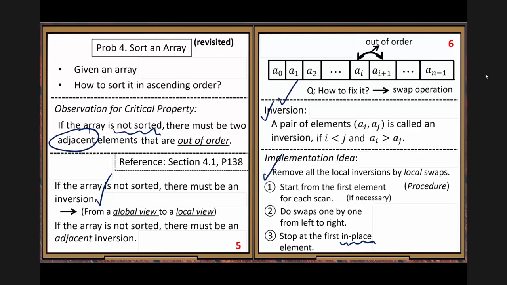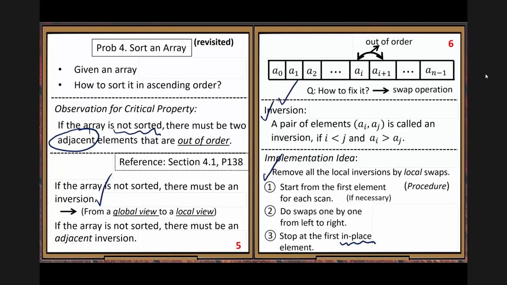Because when you do that swap, round by round, each round, you move one of the elements in place. Because when you do that local swap, the largest element is always swapped toward the end, the largest one keeps moving toward the end.